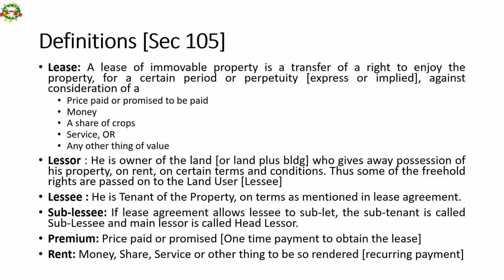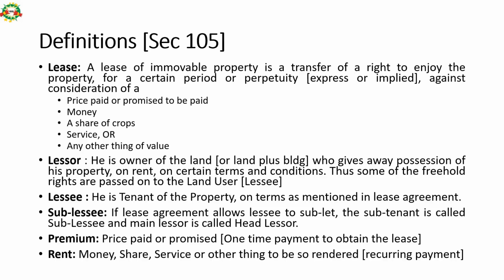So the next part of TP Act is lease. It is covered under sections 105 to 117. Section 105 of TP Act talks about various definitions related to lease of property. A lease of immovable property is a transfer of a right to enjoy the property for a certain period or in perpetuity. It could be express or implied, against consideration of a price paid or promised to be paid, money, a share of crop, a service, or any other thing of value.